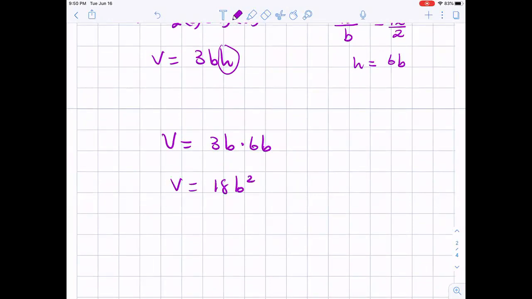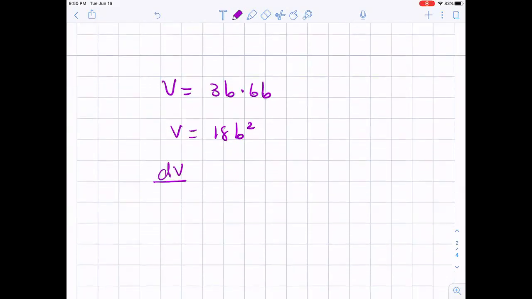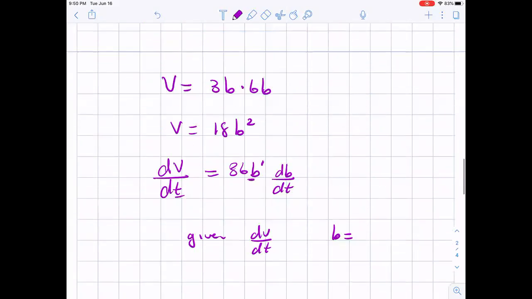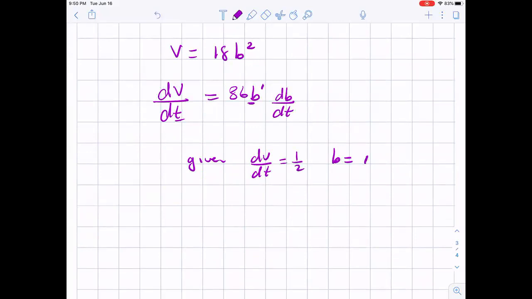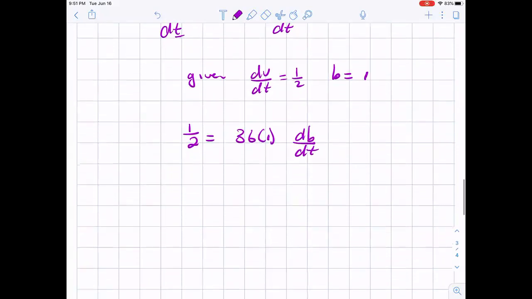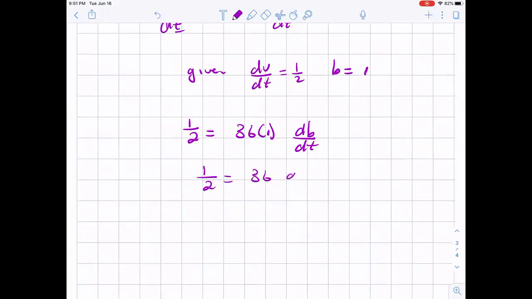So V is equal to 3b times 6b, which is equal to 18b squared. And now if we take the derivative of both sides, dV with respect to time, this will be, bring the 2 out, 36b to the 1, db/dt, because the variable here didn't match. Now remember, you were given dV/dt, and you were also given b. So if we go back, dV/dt is 1/2, and b is equal to 1. So if we plug those in, we have 1/2 is equal to 36 times 1 db/dt. So 1/2 is equal to 36 db/dt.